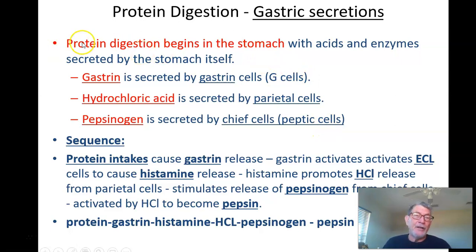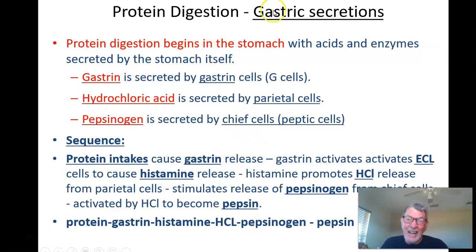So remember the sequence here. You eat protein, it binds to receptors on your gastrin cells, your G cells. Gastrin then activates these ECL cells to make histamine. Histamine activates the parietal cells to make hydrochloric acid. Hydrochloric acid then activates this pepsinogen into pepsin. And then finally, the pepsin can start breaking down the protein.